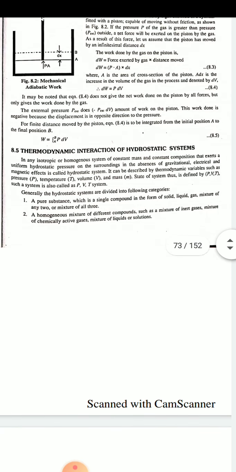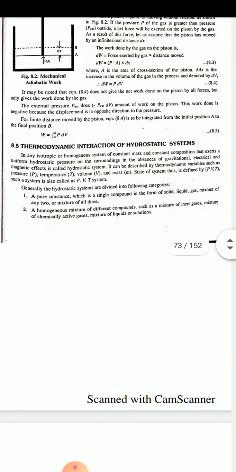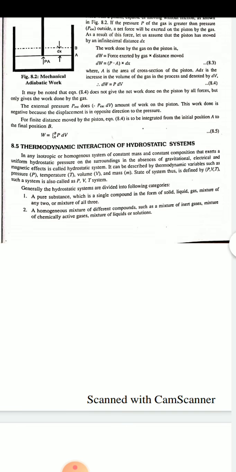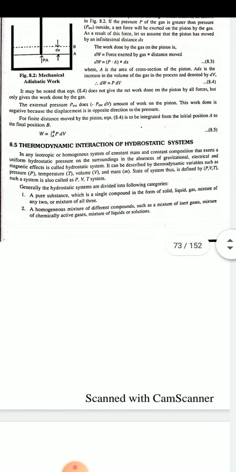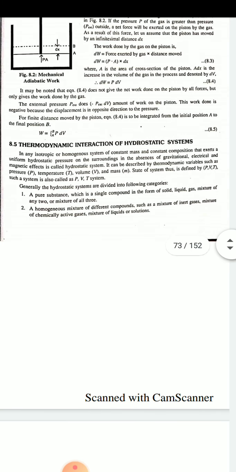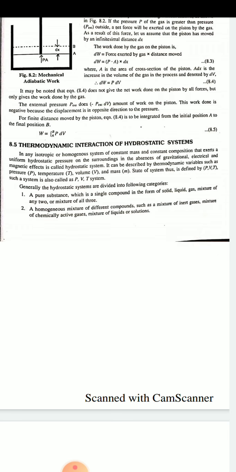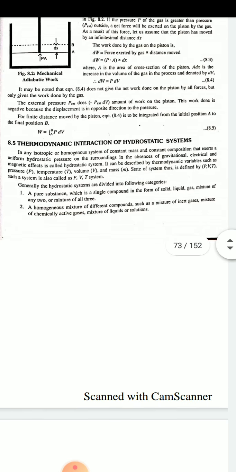Then, thermodynamic interaction of the hydrostatic system. An isotropic or homogeneous system of constant mass and constant composition that exerts uniform hydrostatic pressure on the surroundings, in the absence of gravitational, electrical and magnetic effects, is called a hydrostatic system. It may come for the MCQ. The state of the system is defined by the pressure, volume and temperature. Such a system is also called a PVT system, that you have to remember.